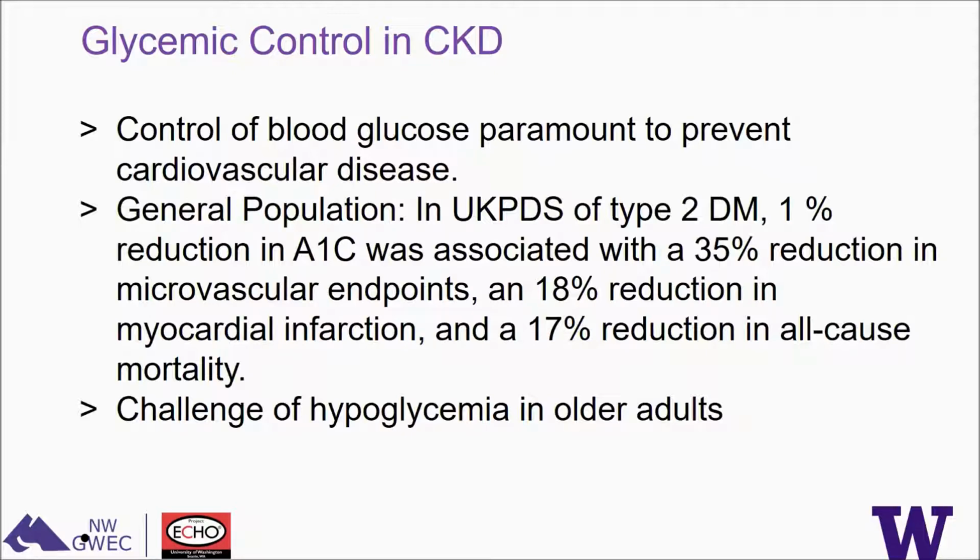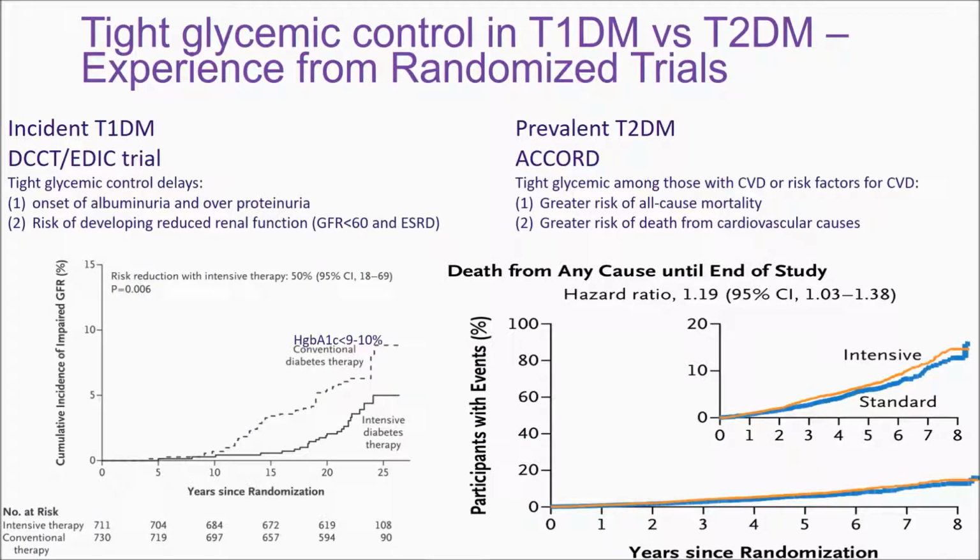In the UK prospective diabetes study of type 2 diabetics, a 1% reduction in hemoglobin A1C was associated with a 35% reduction in both microvascular endpoints and 18% in MI, with a significant impact on reducing all-cause mortality. But there's a challenge, particularly in older adults, that we have to keep in mind, and that's the risk of hypoglycemia.